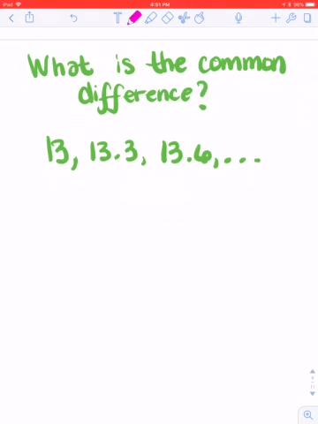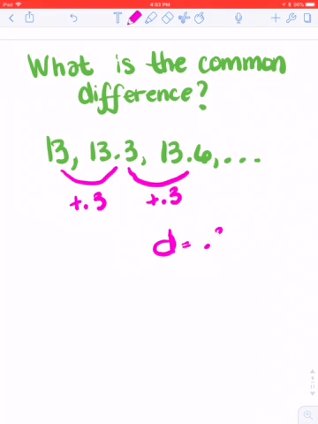Okay, one of the other big questions was to find the common difference. So you need to look at how it's changing from spot to spot. So to go from 13 to 13.3, I'm going to add 0.3. To go from 13.3 to 13.6, I add another 0.3. So it definitely is arithmetic, and it's going to have a difference of 0.3.